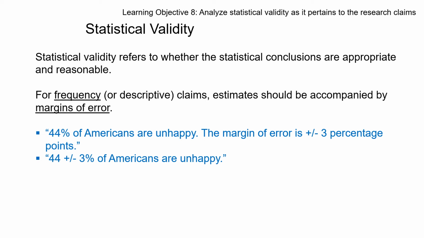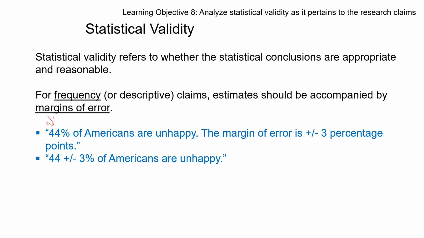If you say something like a frequency or descriptive claim, estimates should be accompanied by a margin of error. If I say 44% of Americans are unhappy, if I just say that, that's a little bit disingenuous. That is not good statistics, because, as you know from statistics, you need both a measure of central tendency, which is what this 44% is, and a measure of variability showing how spread out the data is.